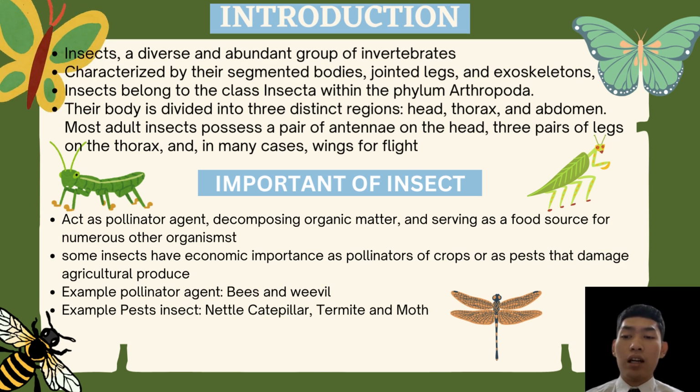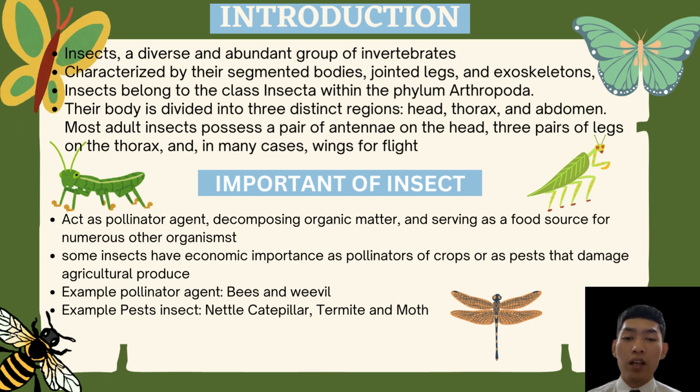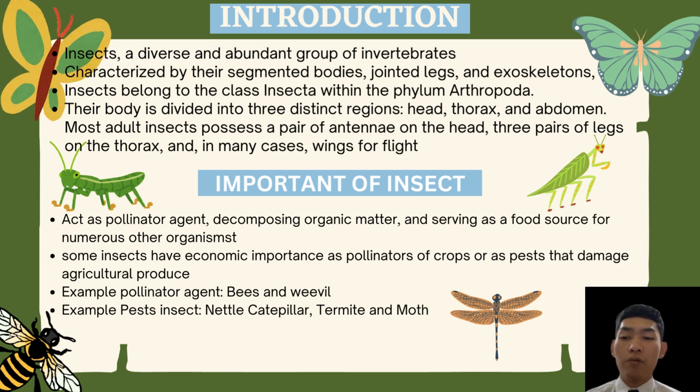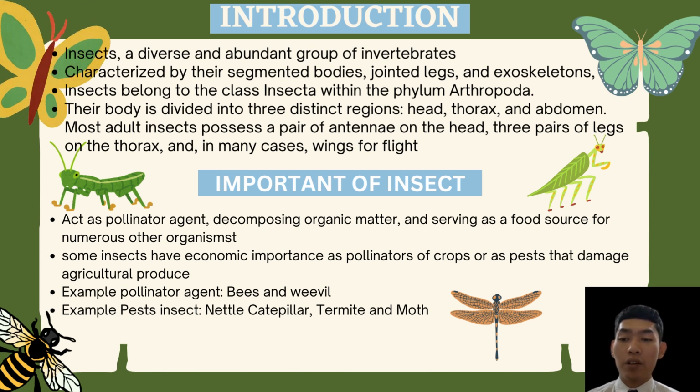Second, some insects also have economic importance as pollinators of crops or as pests that damage agricultural produce. Examples of pollinator agents are bees and weevils, and examples of pest insects are nettle caterpillar, termite, and moth.